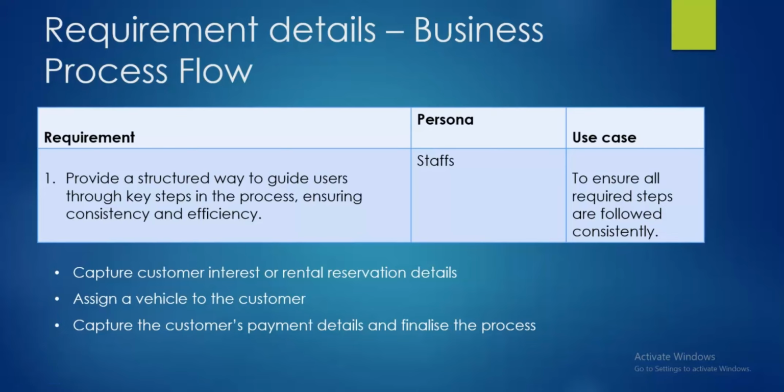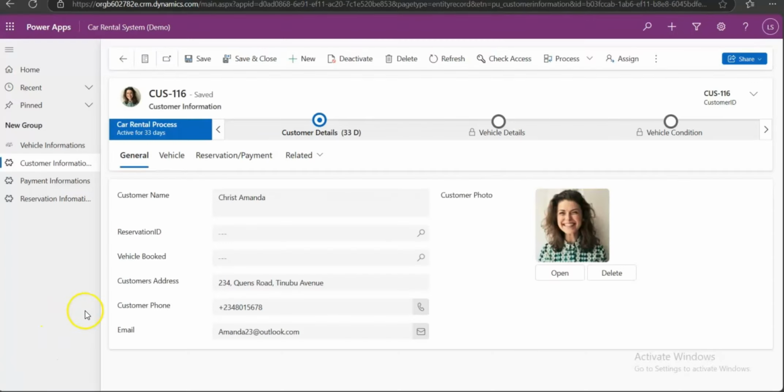Check our model-driven app and see the flow that we built for our data entry, required at each step. We are back in our model-driven app. This is the car enter process. This is the business process flow that we have created. It shows how data are being entered into the required field at each step.